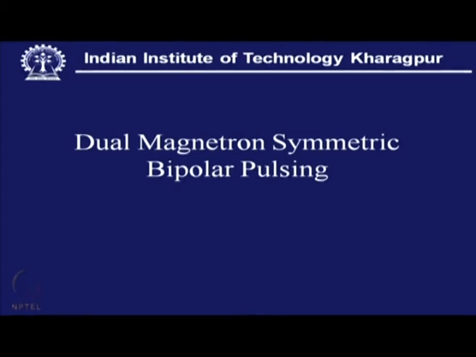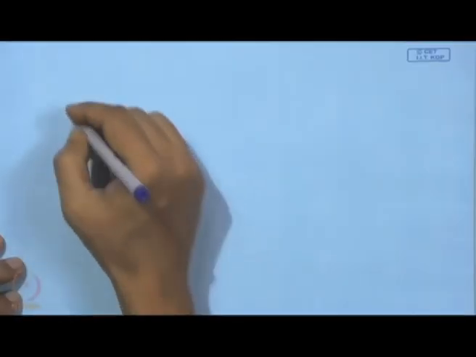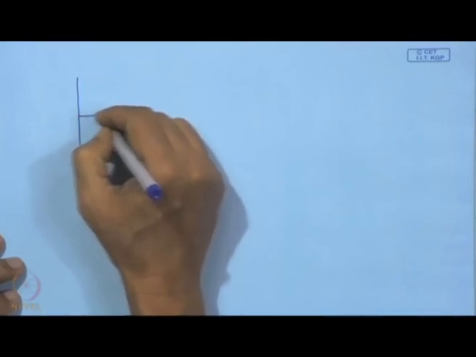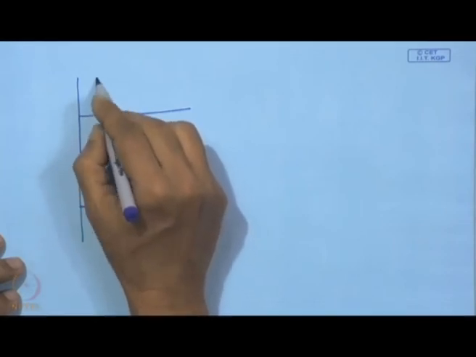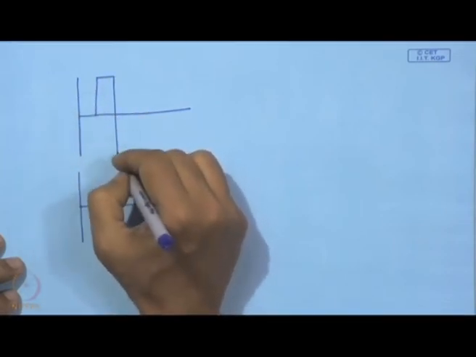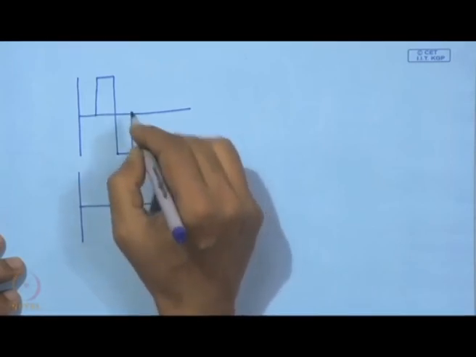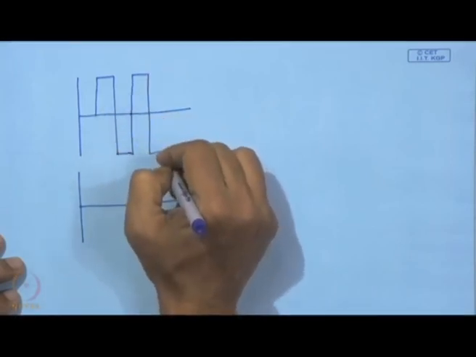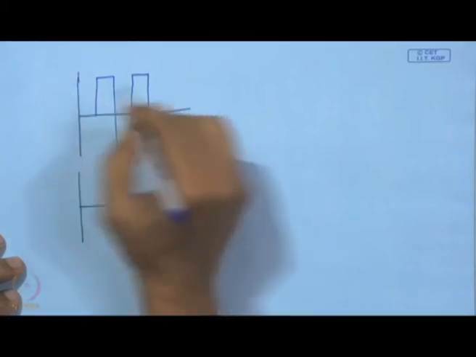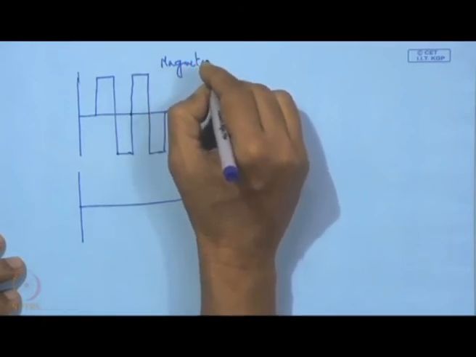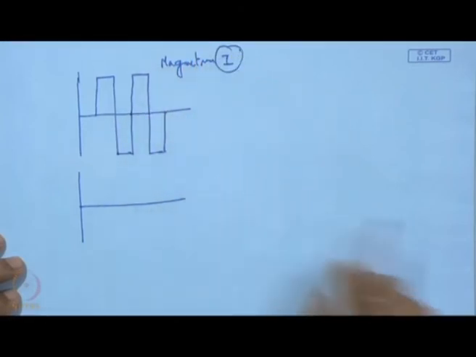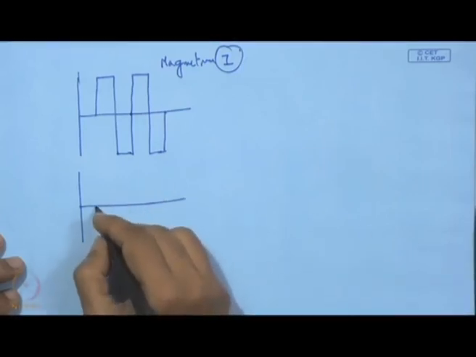Now, we have here dual magnetron symmetrical bipolar pulsing. Now, this one we can also look here, we can have this illustration. We have two magnetrons and one may be following this cycle, this pattern. So, this is for say magnetron 1 or the cathode 1, and this is going to be the magnetron 2.